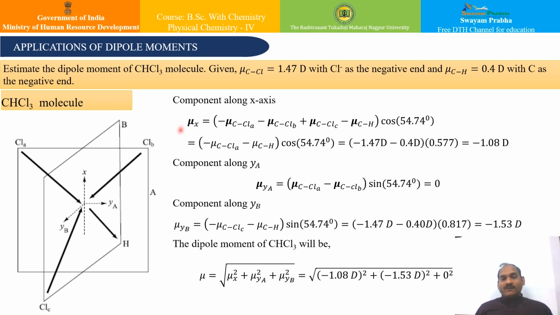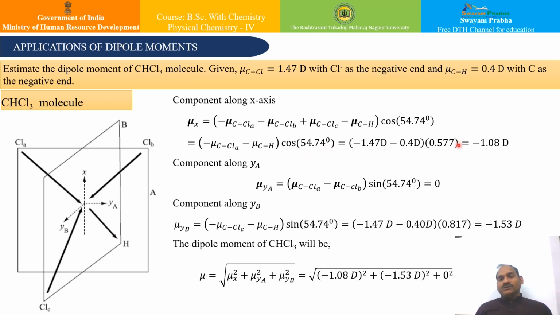So this particular dipole moment is this particular bracket multiplied by cos of 54.74 degrees. If I calculate the dipole moment along the x component, it is nothing but the negative of the dipole moment of the carbon-chlorine A bond minus the dipole moment of the carbon-hydrogen bond. So these two bonds will only be responsible for the dipole moment multiplied by cos of 54.74 degrees.